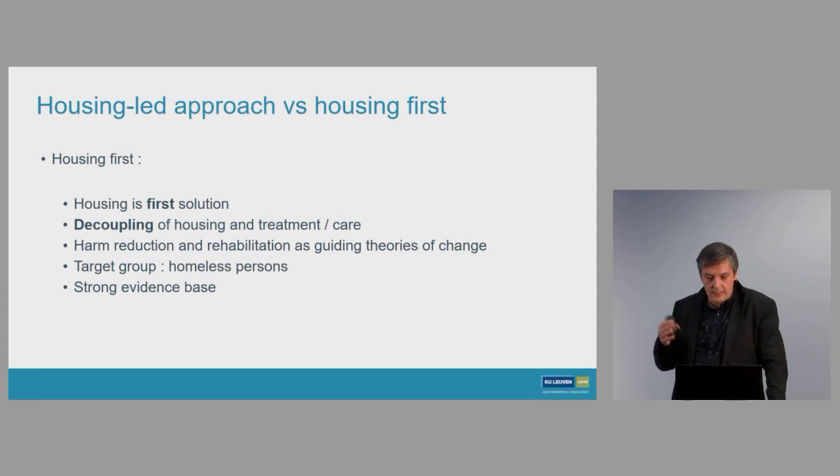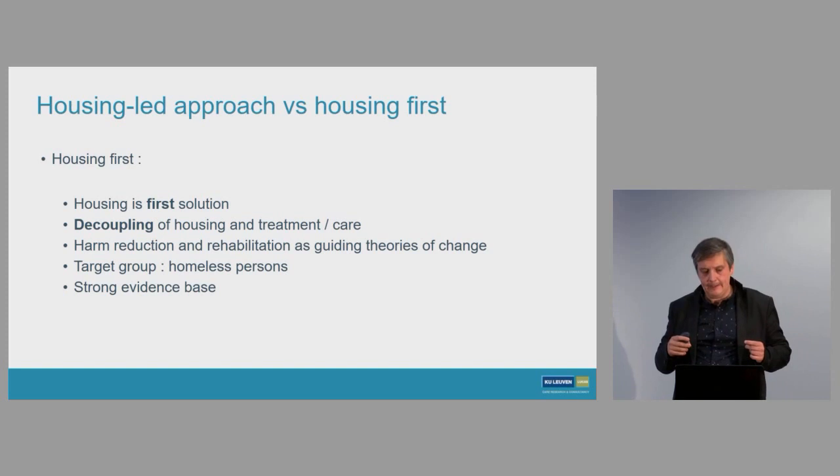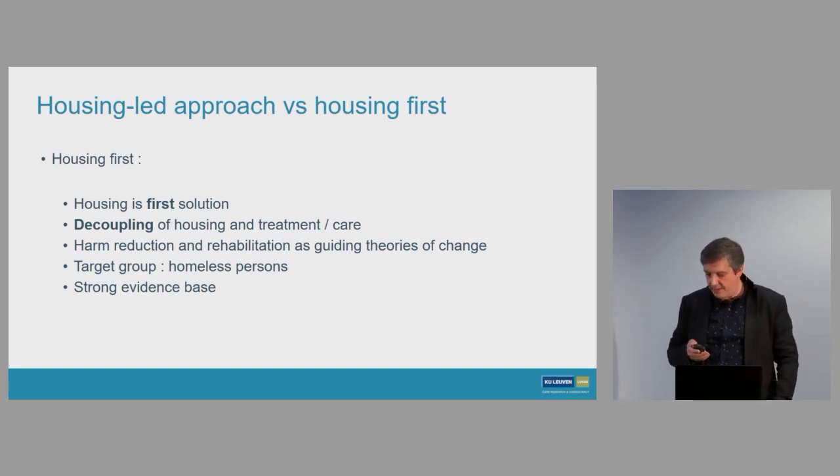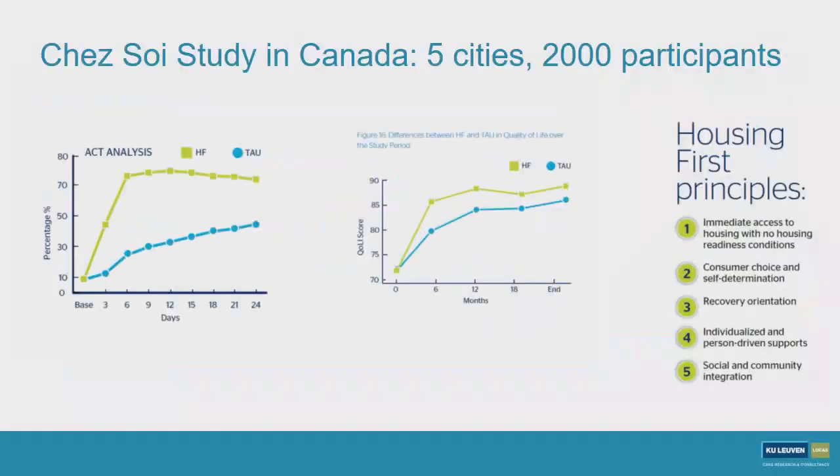The target group are homeless persons, very broadly defined, and we have a very strong evidence base on this program. And this is one of the biggest studies on housing first that has been done in Canada. It's called the Chez Soi study. It's a randomized controlled trial in 5 cities, 2,000 participants with a control group and an intervention group.